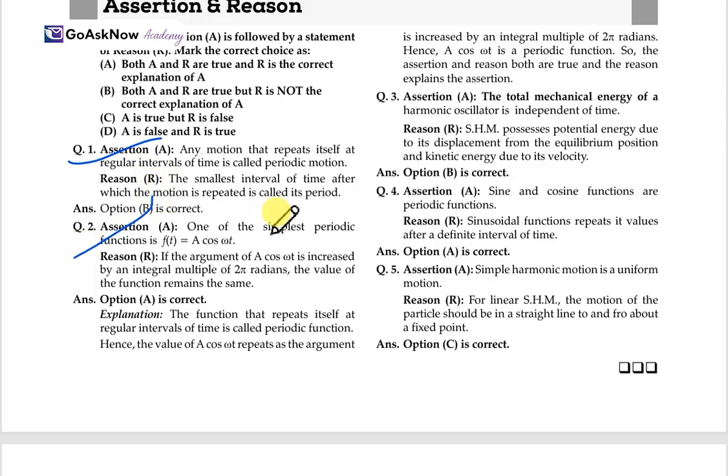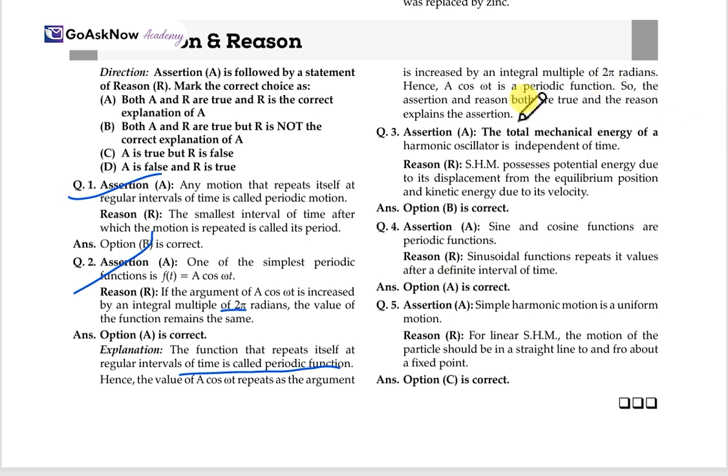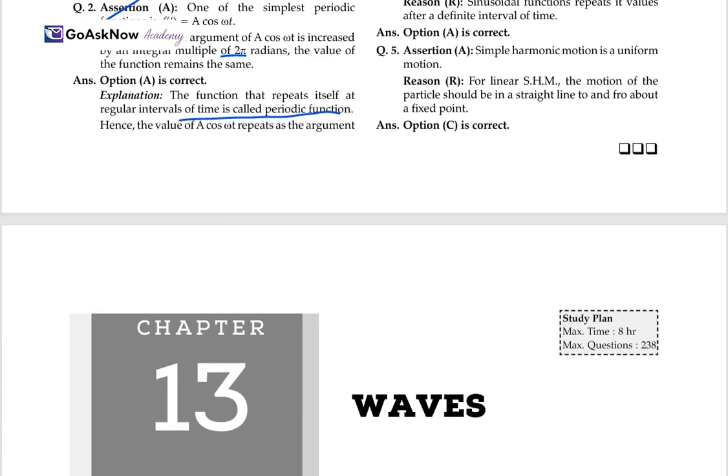Second: one of the simplest periodic motion functions is x equals A cos omega t. Reason: if the argument of A cos theta is increased by an integral multiple of 2 pi radian, the value of the function remains the same. So, firstly, a function that repeats itself at regular intervals is called a periodic function. It's correct. Hence, the value of A cos omega t repeats when the argument is increased by 2 pi radian, and A cos omega t is a periodic function. So, assertion and reason both are correct, and also the reason is explaining the assertion.